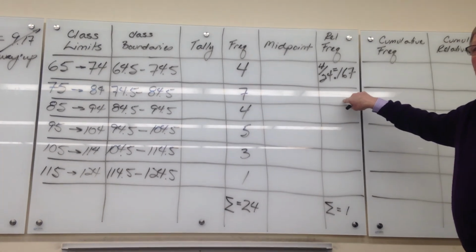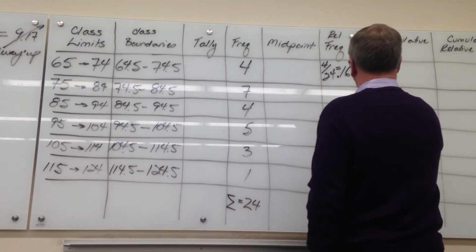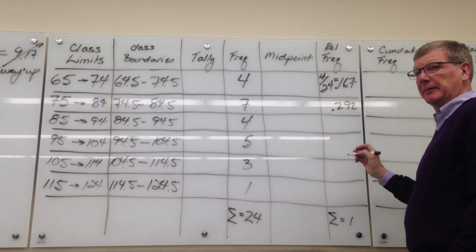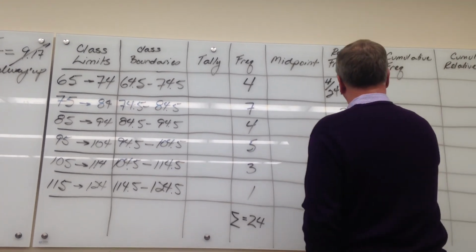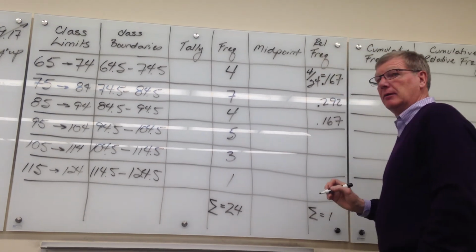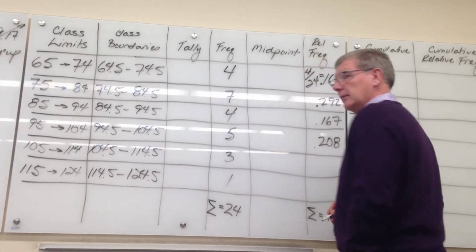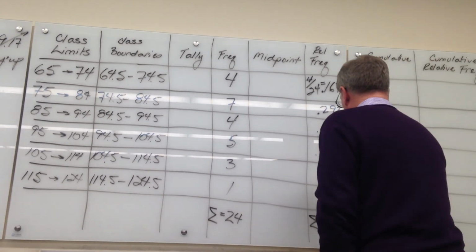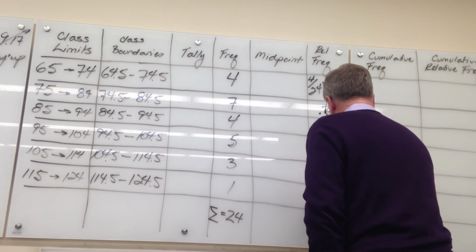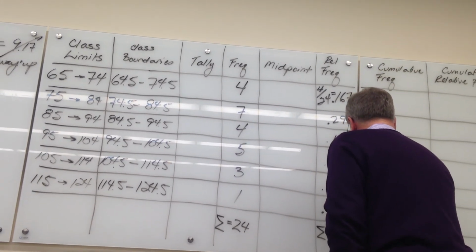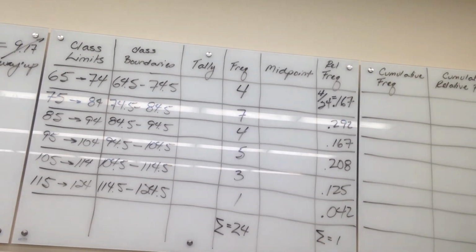What's the second one? 0.292. Go ahead. 0.167. 0.208. 0.125. And 0.042. How many people agree? Okay, so that looks good.